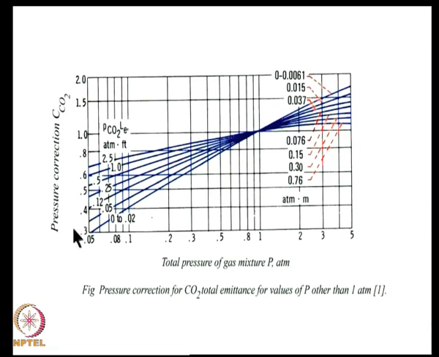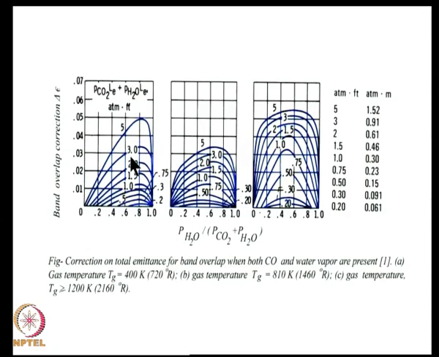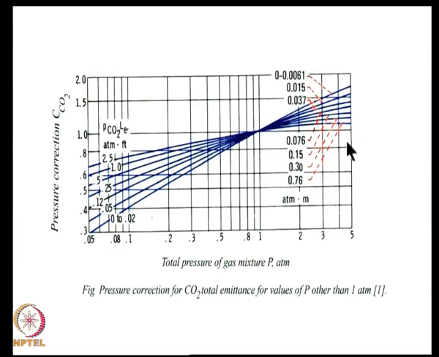If the total pressure goes as low as 0.05 atmosphere, the correction can be as low as 0.3, while if you go to high pressure like 5 atmosphere, the increase in emissivity can be 50%. So, both these situations occur in the real world. There are furnaces with pressures below atmosphere, and there are situations occurring in diesel engines and other devices where the pressure goes to very high values.